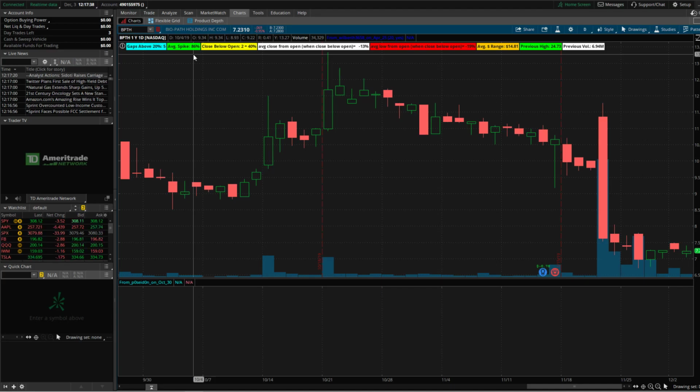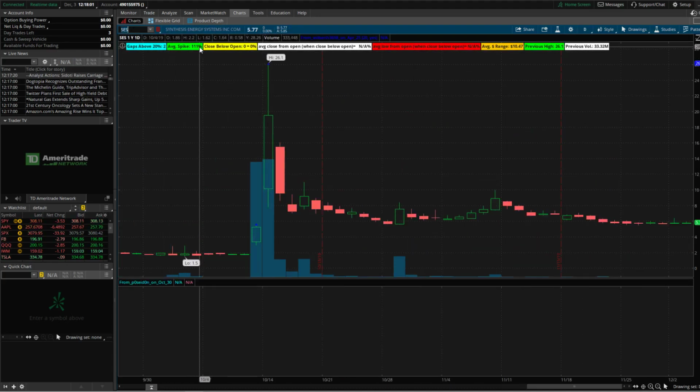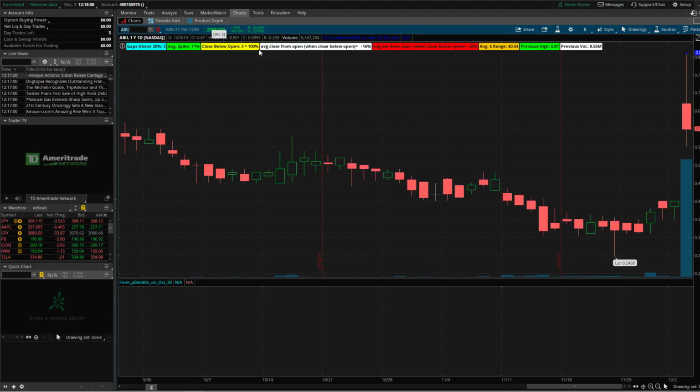It closed below the open 40% of the time, and the average close from the open is minus 13%. Average low from the open, 19%. Average drains 1481, and you get some other stats there. So really cool tool here. This would take you forever to find these stats, but you get it instantly on any single ticker like SES. You could see here, gap stats on SES. Like one today we have with ABIL.